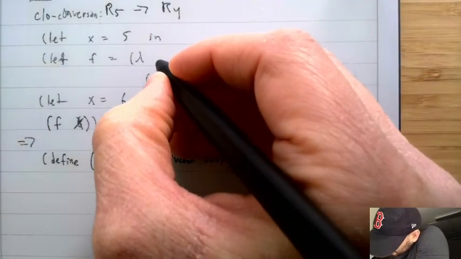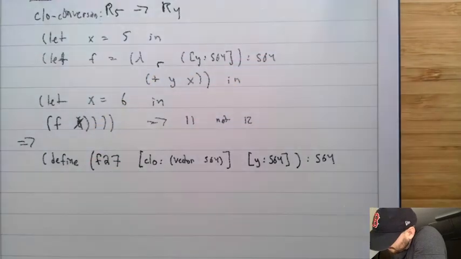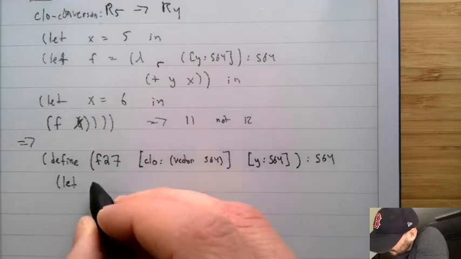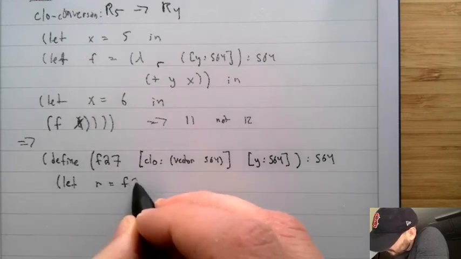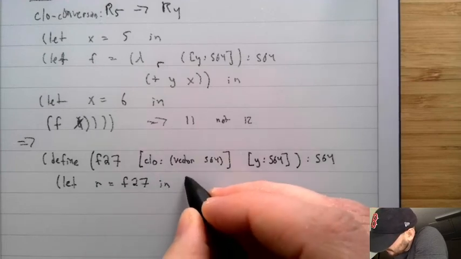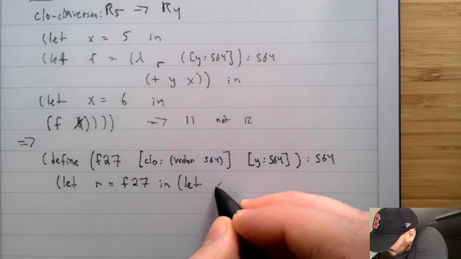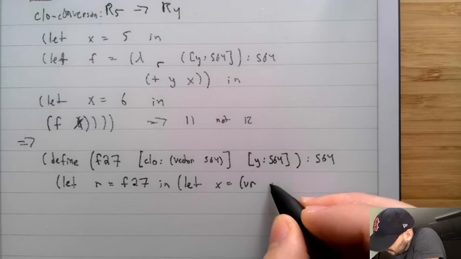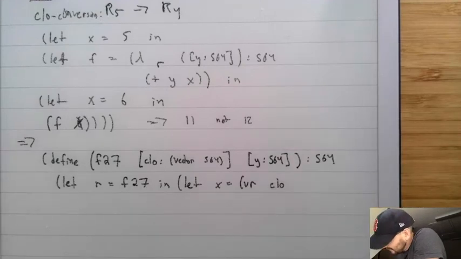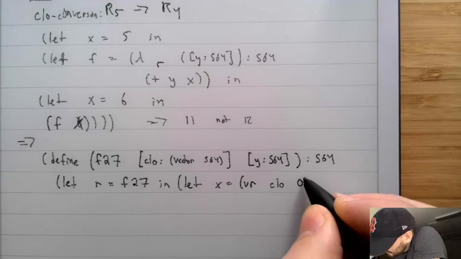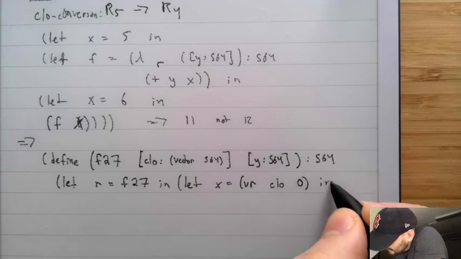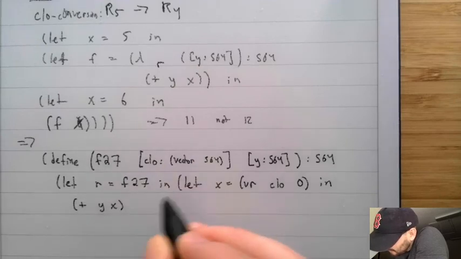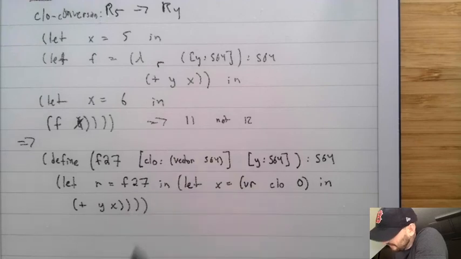By the way, imagine that I didn't write an underscore here, or imagine I wrote r. Then the body of this function is going to look like this. It's going to say let r equal f27 in let x equal vector ref, which I'm going to write as vr, clo 0, close that parenthesis, in plus y x, close this let, close that let, close the define.